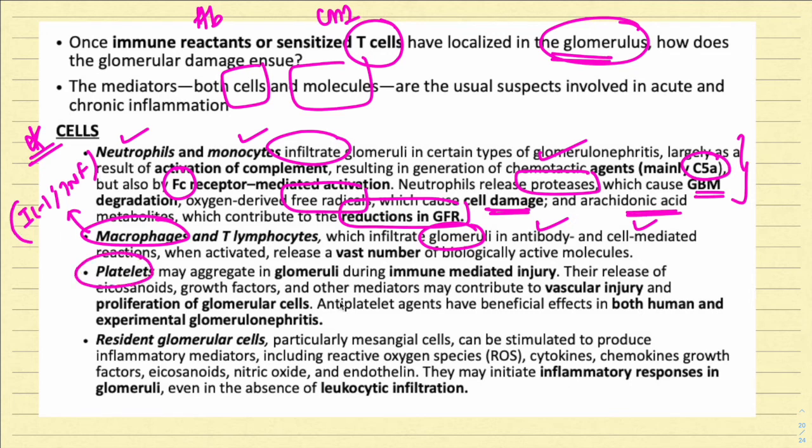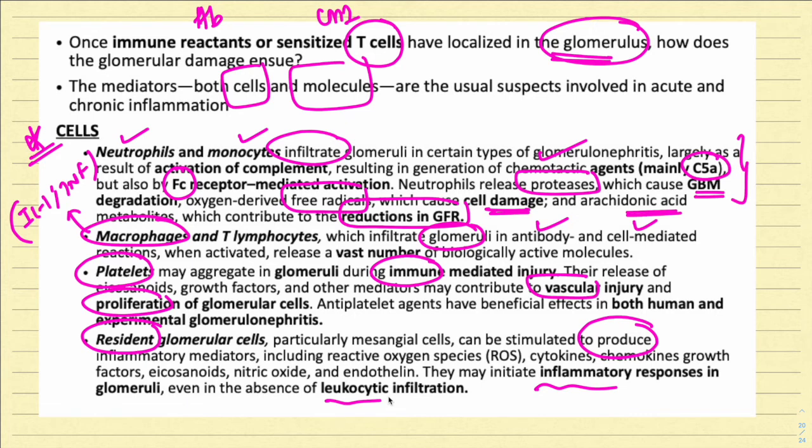Now again, the platelets also aggregate inside the glomerulus in immune mediated injury. They release several kinds of growth factors. Ultimately, what happens? They cause vascular injury and proliferation of the glomerular cells. Because platelets have a role, antiplatelets have been seen to have beneficial effects in experimental glomerulonephritis. Now the resident glomerular cells already there, for example the mesangial cells and the endothelial cells, will also start to proliferate and produce inflammatory mediators, which further propagate the inflammatory response, causing more leukocytic infiltration.